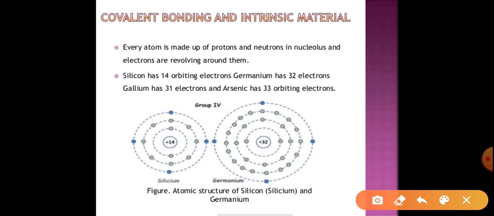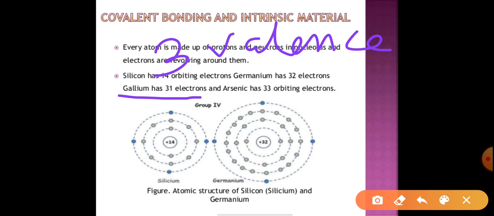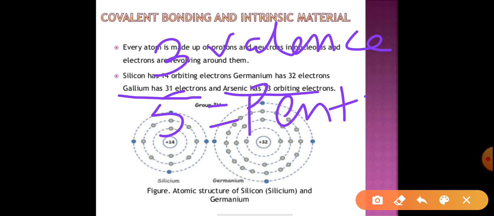And we know that gallium has 31 electrons, and as we know that germanium has 32 electrons, so 31 electrons means nothing but there are 3 valence electrons in the gallium. And in the arsenic we know that 33 electrons are there, so that means 4 plus 1, 5 valence electrons, so we can say that it is pentavalent.